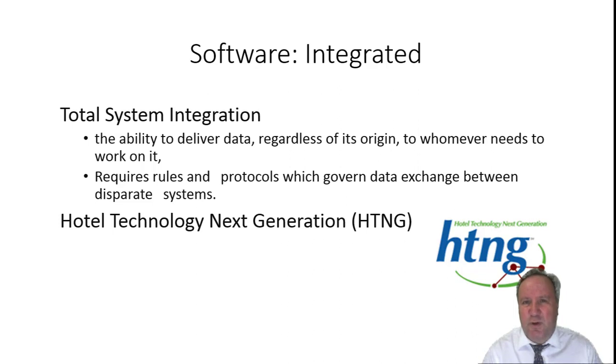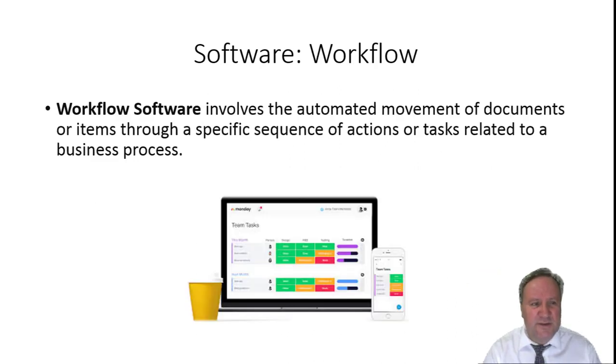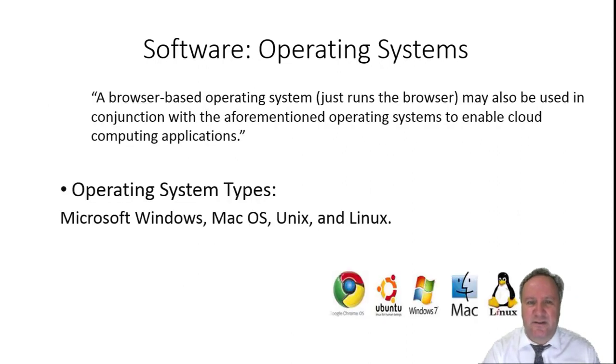There is one organization which is called Hotel Technology Next Generation. This organization's goal actually is to create an environment where hospitality and tourism software interfaces with each other seamlessly. That's the idea. And you can go to htng.org to get more information about this. Workflow software is another type of software. It involves the automated movement of documents or items through a specific sequence of actions, such as project management tools. Monday.com is an example, or Microsoft Teams is another example.